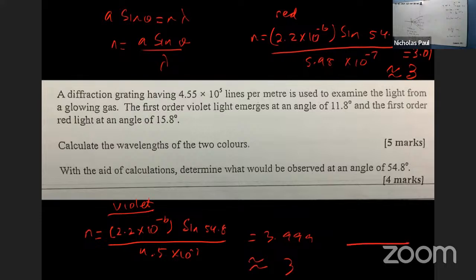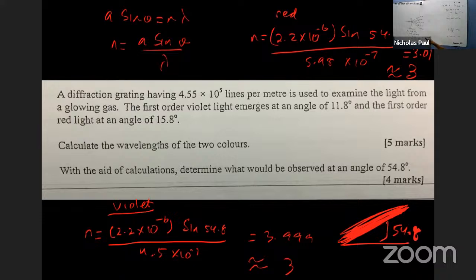So let's pretend here is 54.8. What is happening here? Anybody? What is happening at 54.8? Right? The third order is up to both of them. So therefore, getting closer. So they both overlap. Right? So red overlaps violet at 54.8. All the other times they will separate.